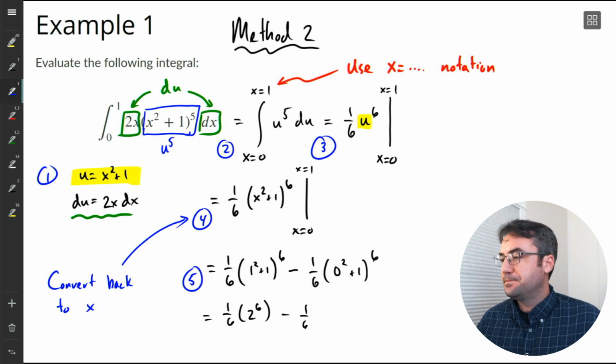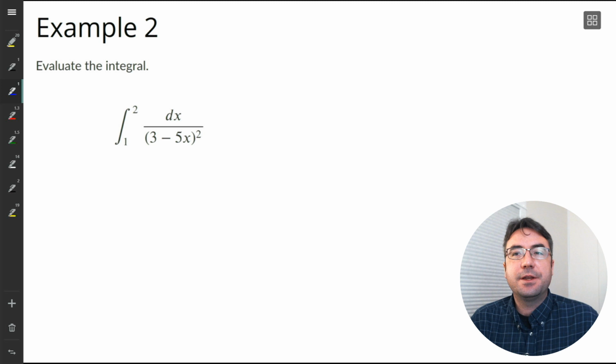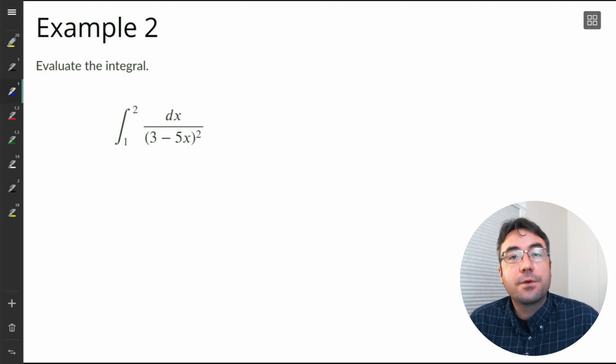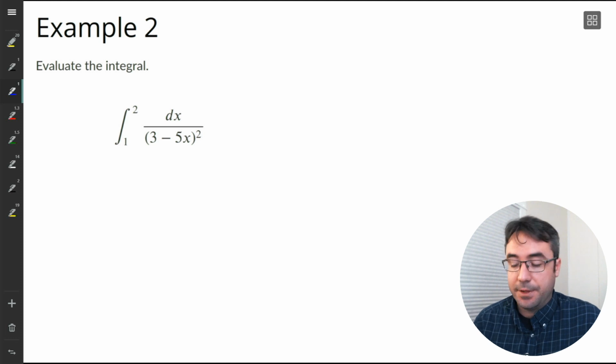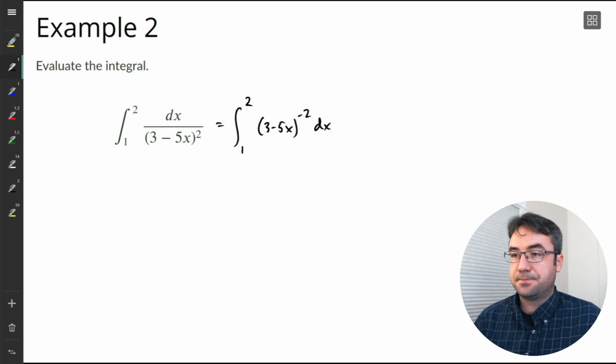All right, let's try another one. Let's look at example 2. So here we're going to do the integral from 1 to 2 of the function 1 over (3 minus 5x) squared. So before we even start worrying about any antiderivatives here, let's rewrite this function with a negative exponent. We want to write this as a power function. So I would write this as (3 minus 5x) raised to the negative 2 dx.